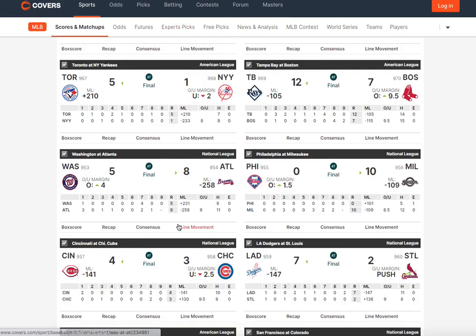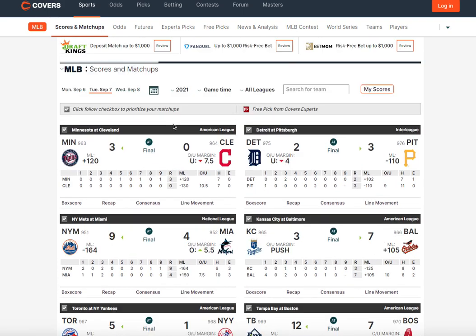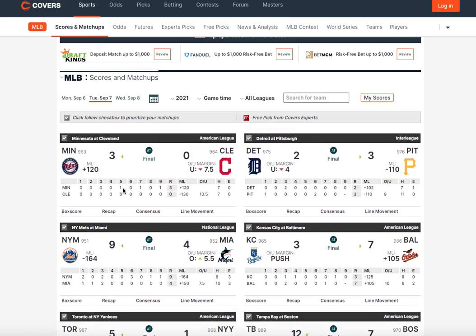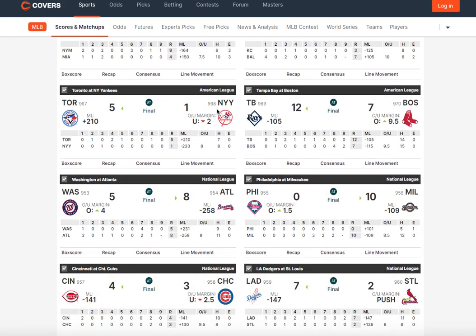So what you'll see is a scenario like this here. This was from September 7th of last year. Toronto was playing the New York Yankees. Garrett Cole was on the mound for this game. Toronto was plus 210 and actually won 5-1. So I'm not saying fade good starting pitching.